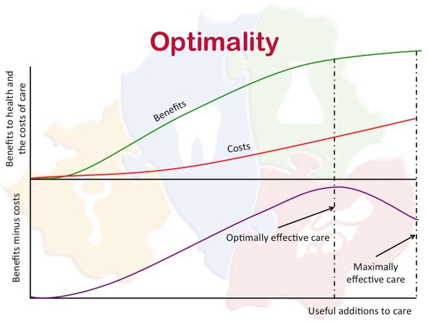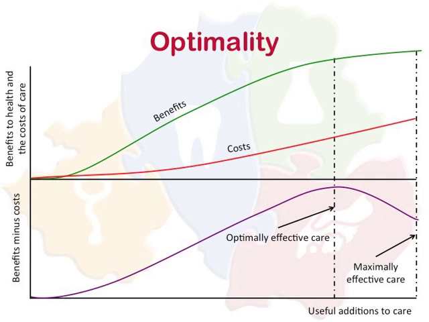As you go along the bottom of the graph, the benefits increase and you get useful additions to care. The graph slopes upwards, showing that the benefits outweigh the costs as the purple line increases in gradient. That's until you get to the first dotted line, which demonstrates optimally effective care. This is where the benefits and the costs are at their maximum ratio away from each other.